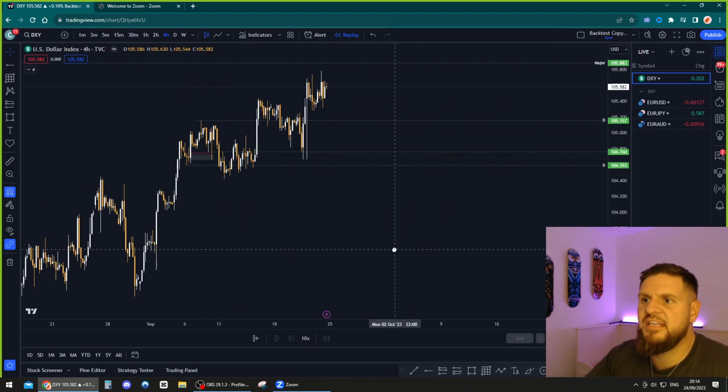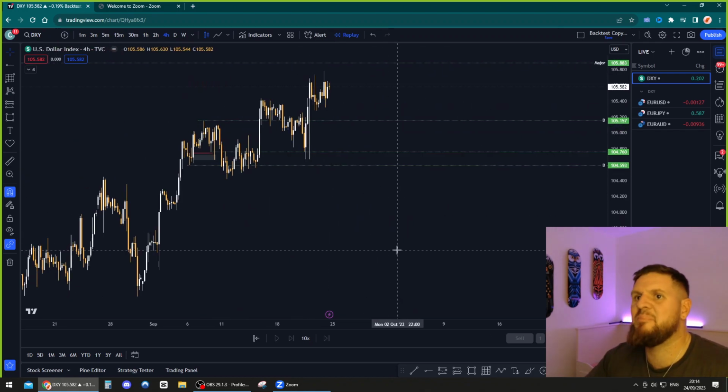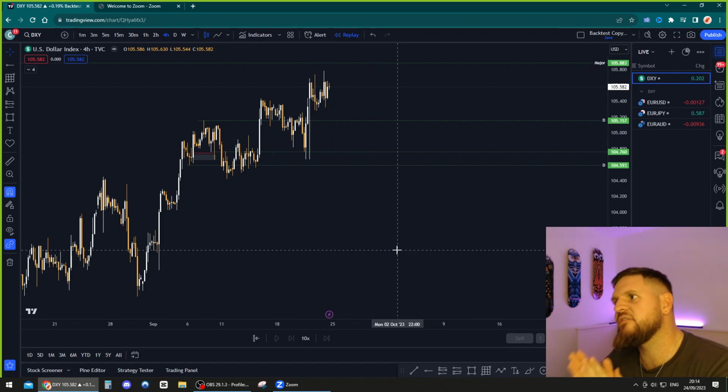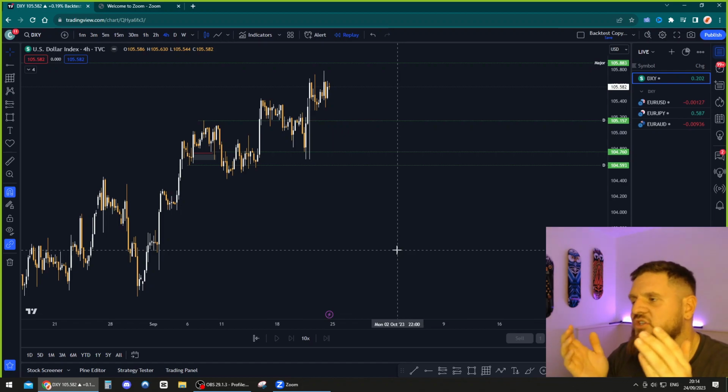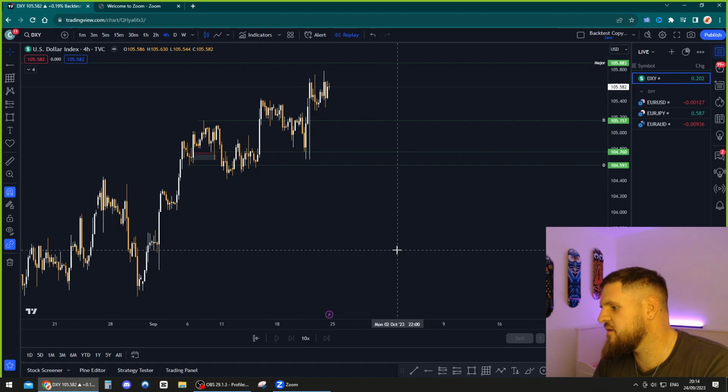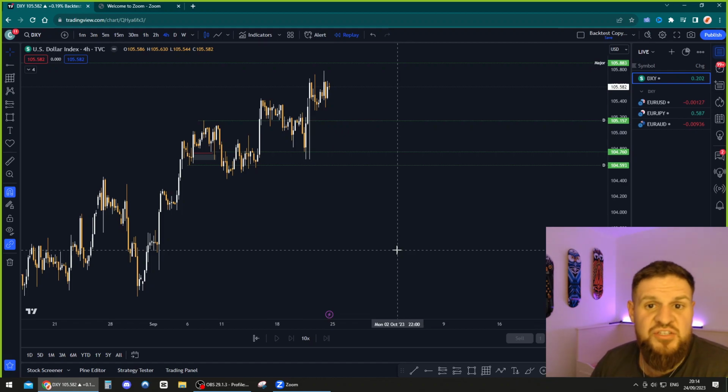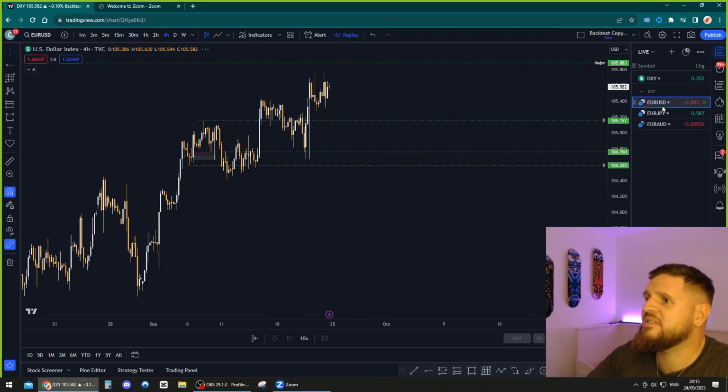The DXY is pure dollar price. It's a basket of all different dollar pairs. So for me, it forms a foundation for all of my trades really, because it drives the marketplace. So I'm looking at the DXY first and see what that's doing. If the DXY is showing me bearish, then I'm looking at Euro USD for bullish.